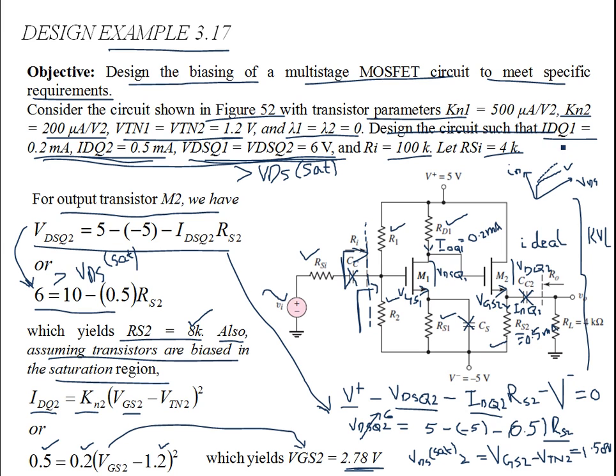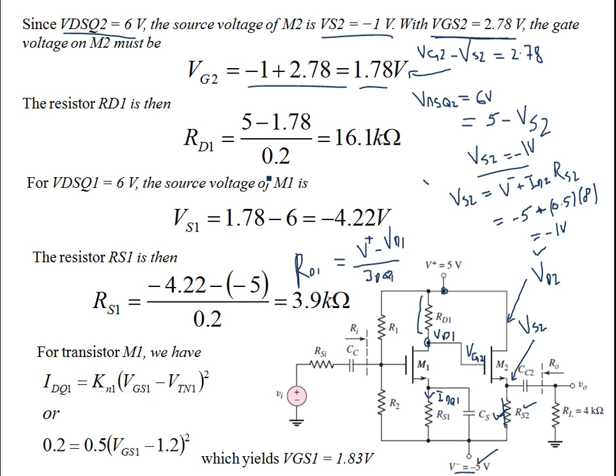So ID1 for the first MOSFET is 0.2 milliamps. This 0.2 milliamps comes over here. If you substitute the values in this expression, 5 minus VD1, which is 1.78, which is VD2, over 0.2, you get RD1 as 16.1 kilo ohms. Basically, these resistances will ensure that you have the Q point in the saturation region, so the linear amplification of the input signal is possible.